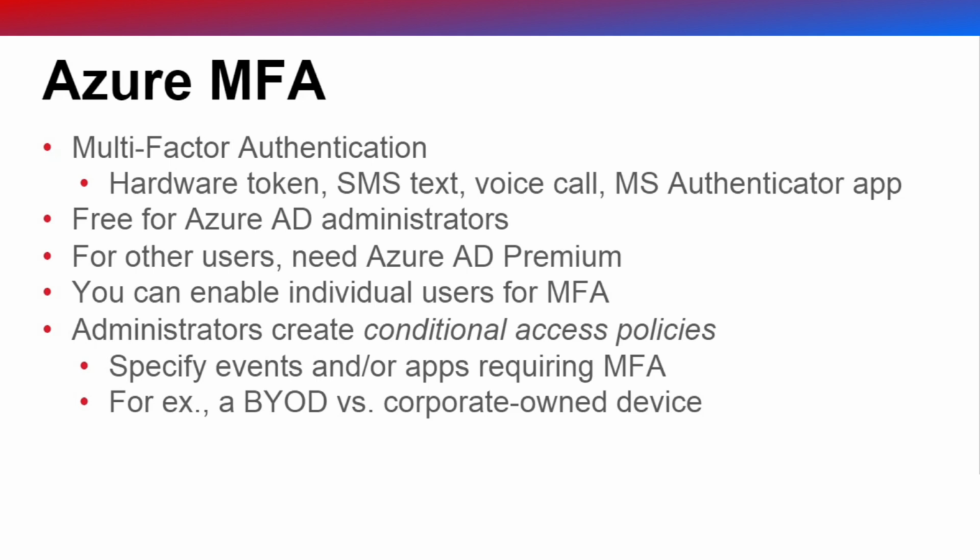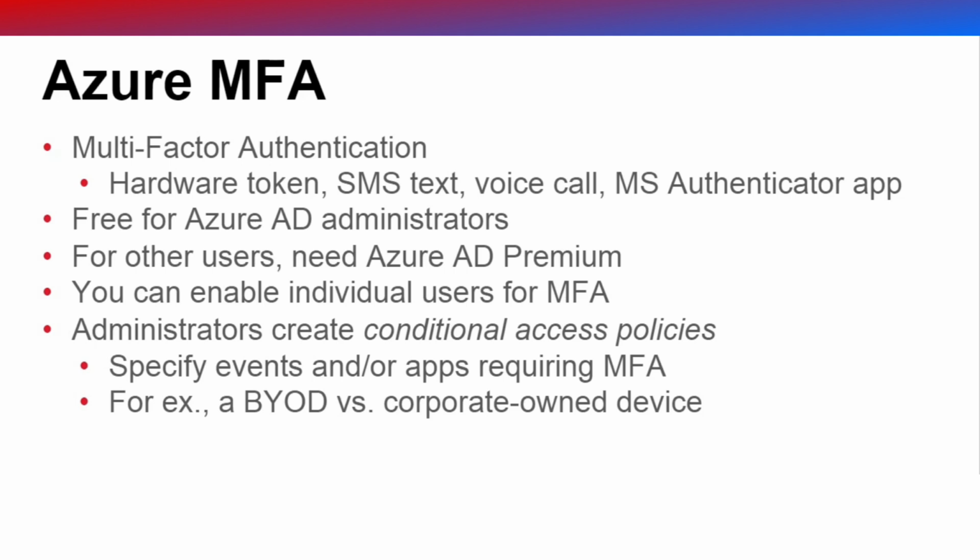So the way it typically works is that we're going to create something called conditional access policies. And these you can create in Intune, and you can create them in Azure AD, the Azure portal as well. And we're going to specify particular events and/or apps that we deem to require that extra level of authentication through MFA, or 2FA for two-factor authentication, which is another abbreviation you'll see a lot.